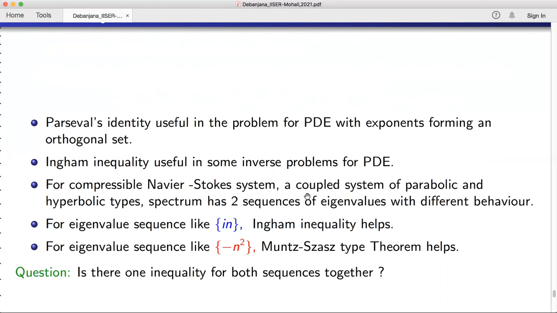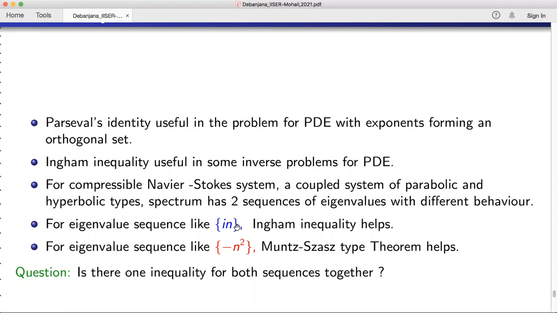For the compressible case, we saw that we have both types of eigenvalues, and hence we get basically the mixed type of exponents. We didn't have any single inequality for that, so that was one serious blockage for that problem. But using the PDE method, we are able to decouple and finally got the result. But it could be nice if we have an inequality for both types of sequences.